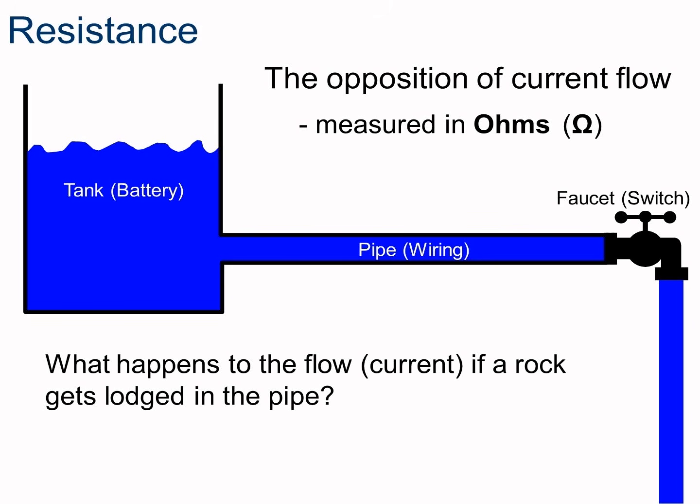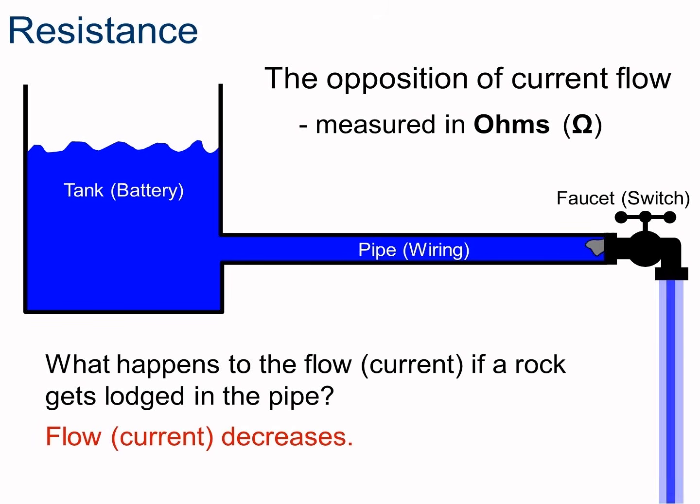Let's say some crazy person threw a rock into our tank. Why, how dare they do that? And it gets sucked into the pipe and goes all the way down to our faucet or our switch. What's going to happen? If you said the flow is going to decrease, then you're right. The flow is going to decrease because of the increase in resistance to the flow of our water.